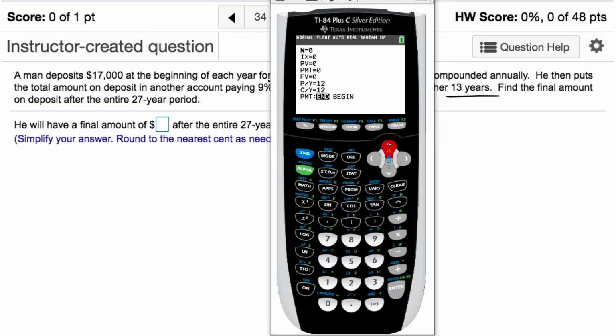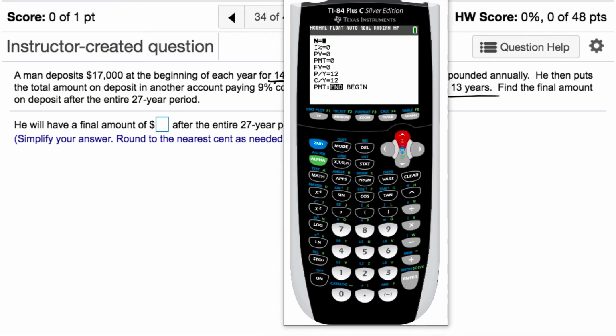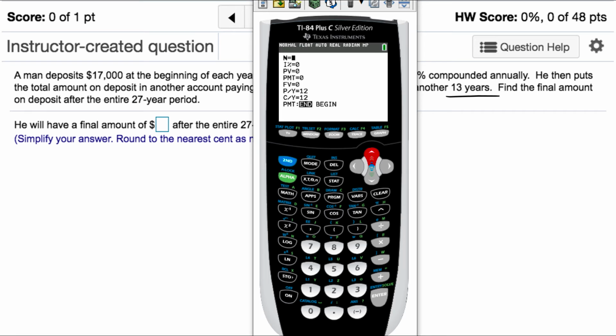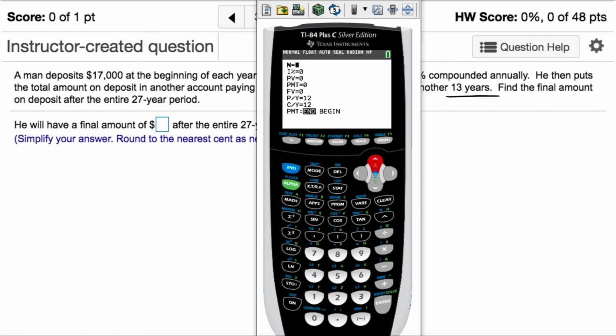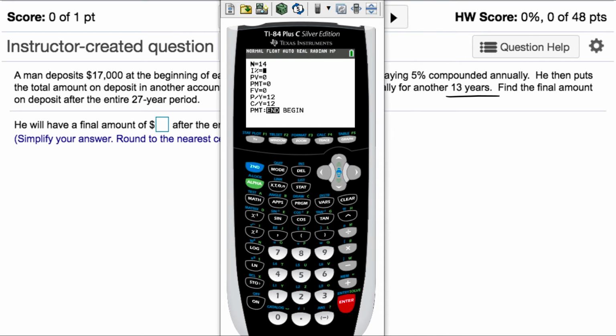All right. So he's depositing $17,000 at the beginning of each year, and it's compounded annually. So he's going to be making in total 14 deposits because he's depositing the money at the beginning of each year for 14 years. So once per year, that's 14 years. Interest rate, that is 5%.